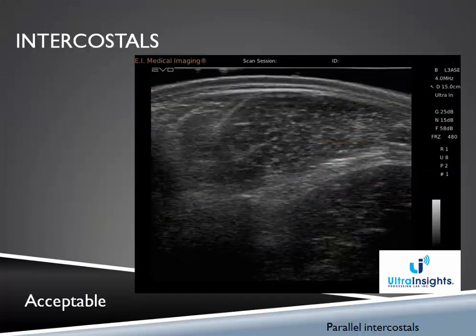So this image is an example of an acceptable image. It has all of the landmarks present. It's fairly easy to find the outline of the ribeye area, and we can feel comfortable with the data. The intercostals in this case are parallel. You can see the top intercostal and the bottom intercostal, and they run parallel. And the shape of the ribeye is the shape that we would expect it to be.